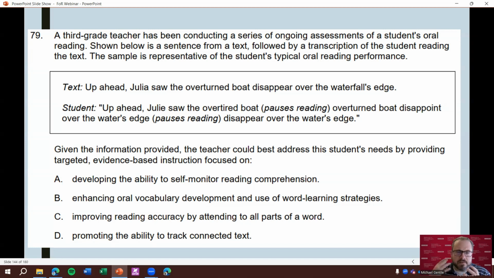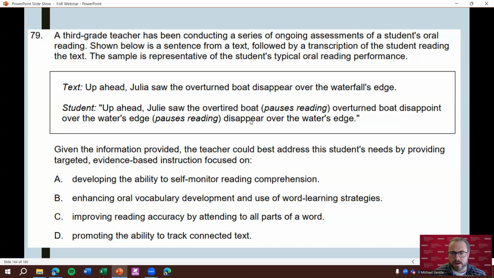Okay, so I put this here because this is like what it feels like for a student to be in that tier two, right? So we're monitoring her progress in reading, and we're looking closely at the kinds of errors that she's making. So this is very applied, right? This is a very applied question because you have to attend carefully to what is the mistake that she's making. So the mistake Julie's making is she's reading overtired when the word was overturned, and she read disappoint instead of disappear. But we notice we have these pauses of reading because what does she do?